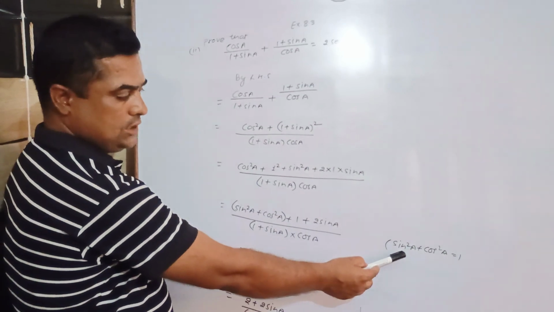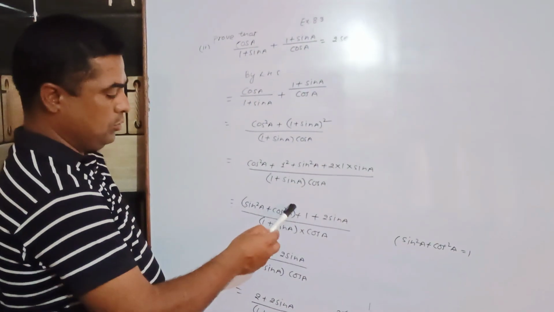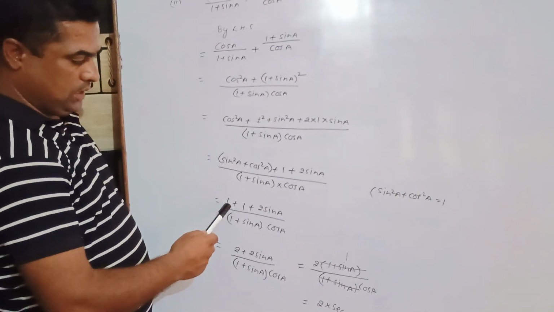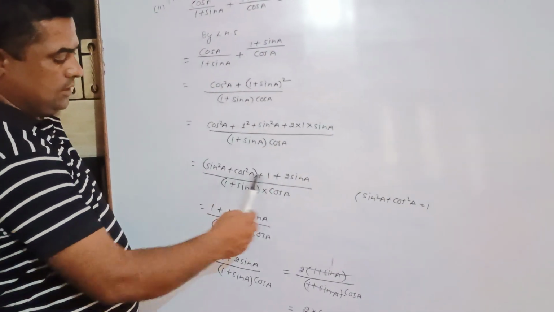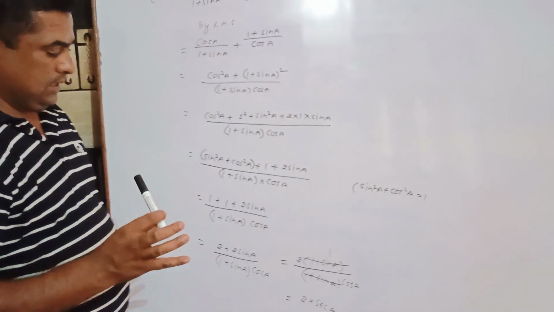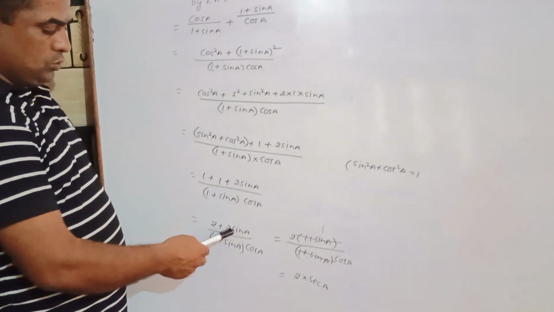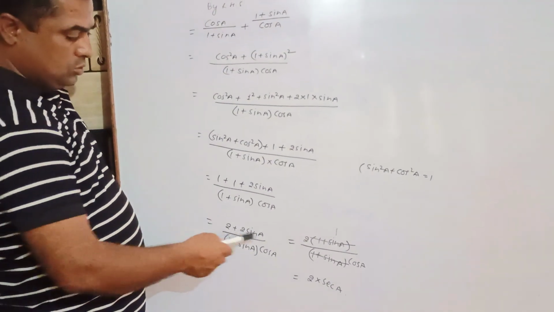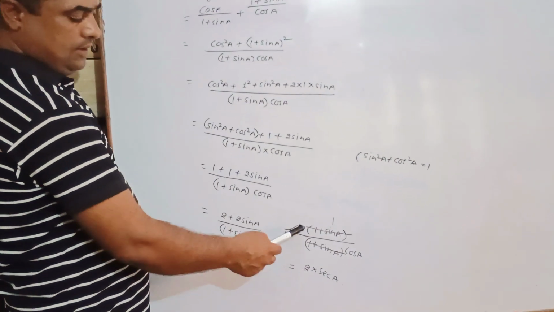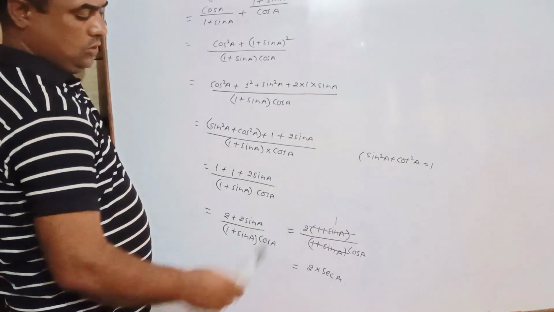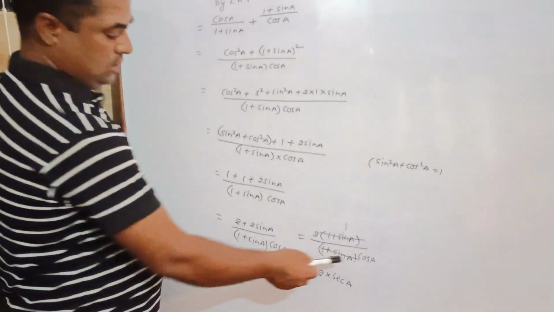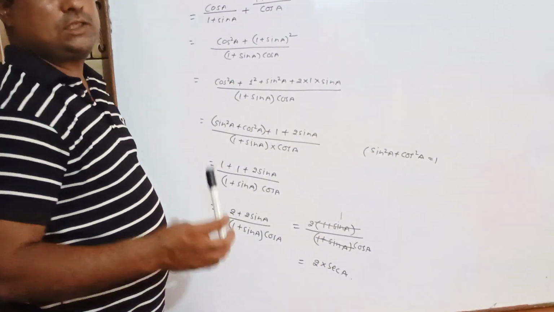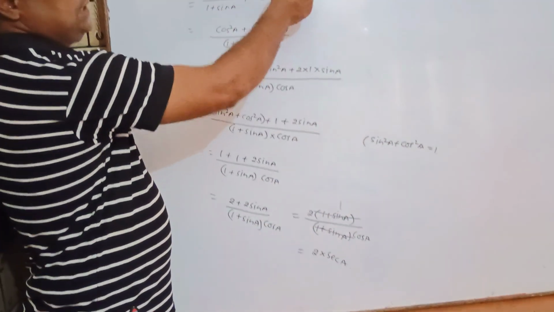Students, you know the formula sin square A plus cos square A is 1. So we are putting the value of sin square A plus cos square A, which gives 1 plus 1 plus 2 sin A. In the denominator, (1 plus sin A) into cos A. 1 plus 1 is 2, and this is 2 sin A. In the numerator now 2 is common. In the bracket we will write 1 plus sin A. In the denominator, (1 plus sin A) into cos A. These two terms are the same, so this term cancels out the other one time. This is 2 into 1 upon cos A. This is sec A. So this is 2 sec A, our right hand side.